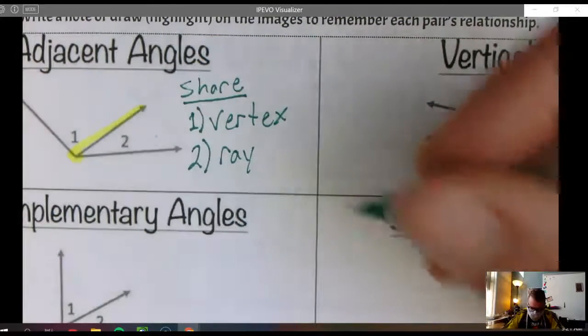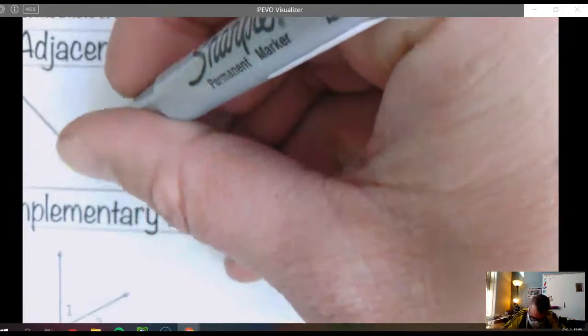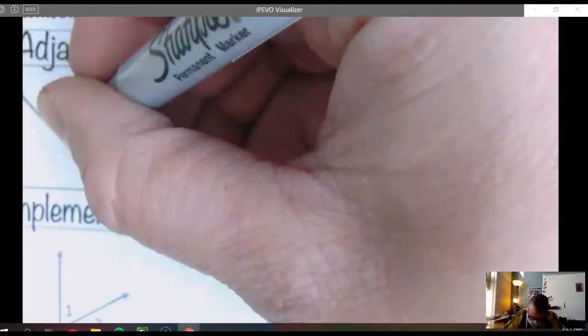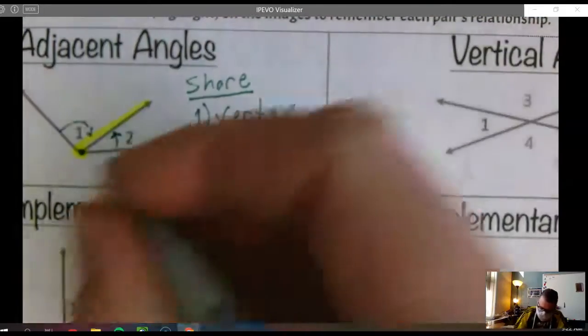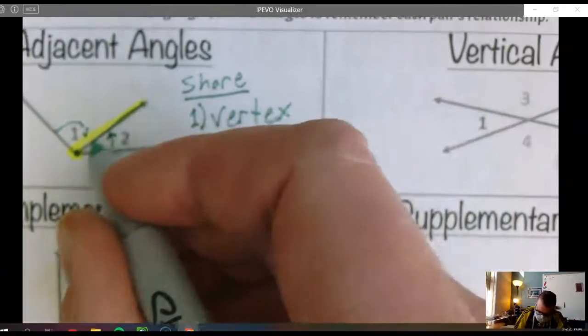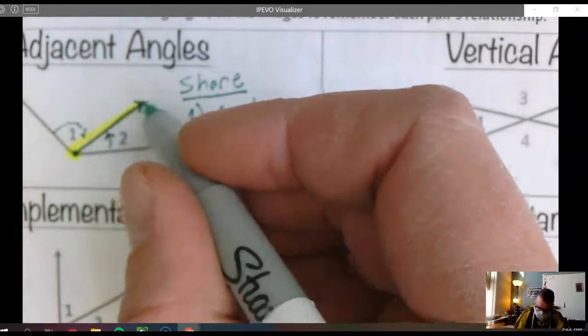So notice angle 2 and angle 1 both use the same vertex, and they both share this ray. They're like next-door neighbors.